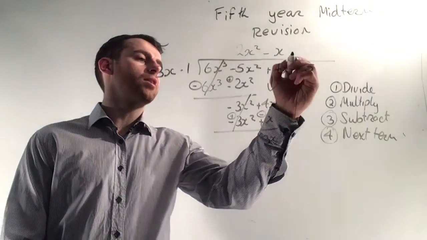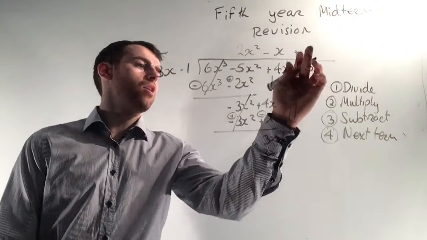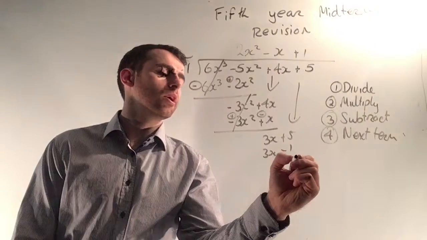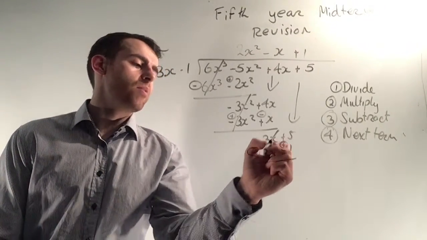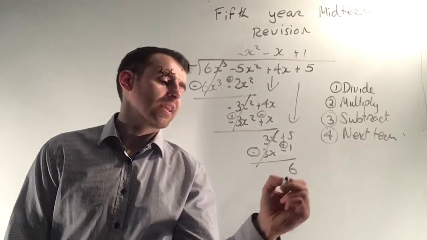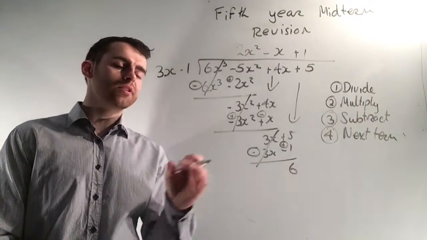3x divided into 3x goes once. 1 by 3x is just 3x. 1 by minus 1 is minus 1. I change my signs, and I get a minus, and I get a plus. My x's cancel, and I'm left with 6. So my remainder is not 0.